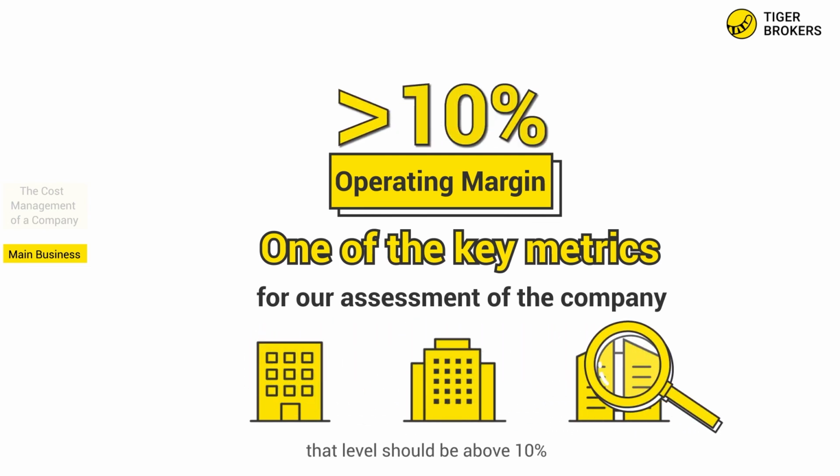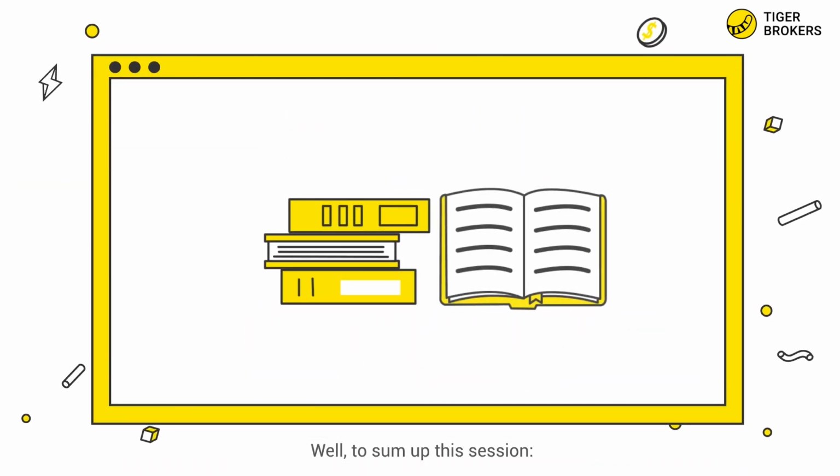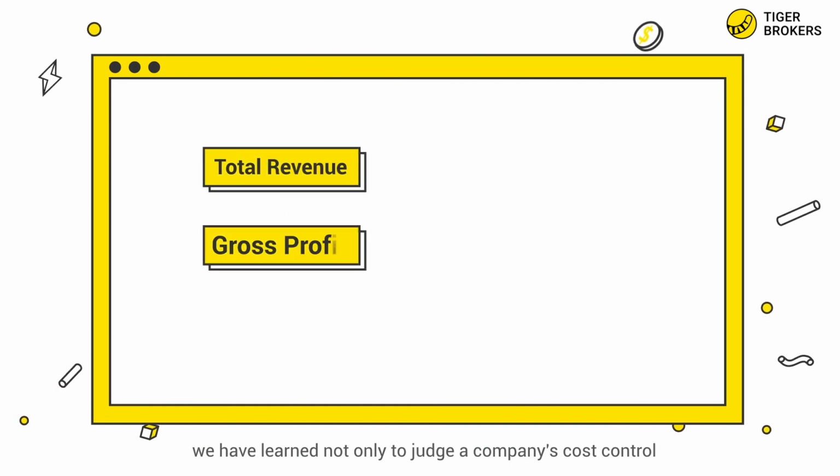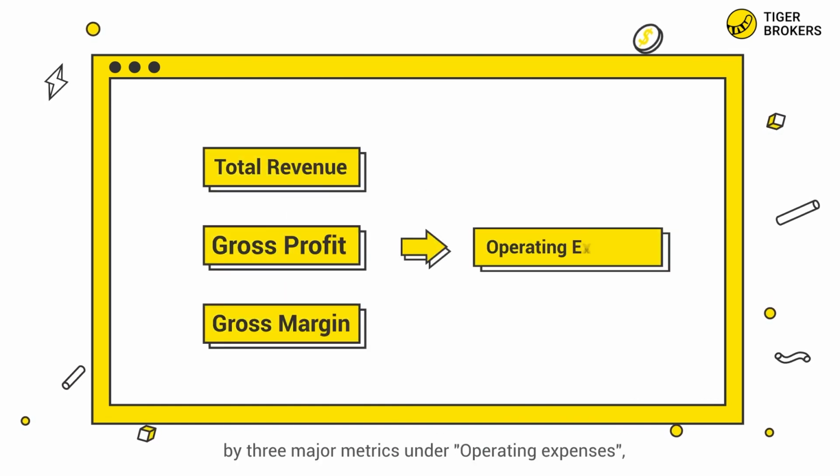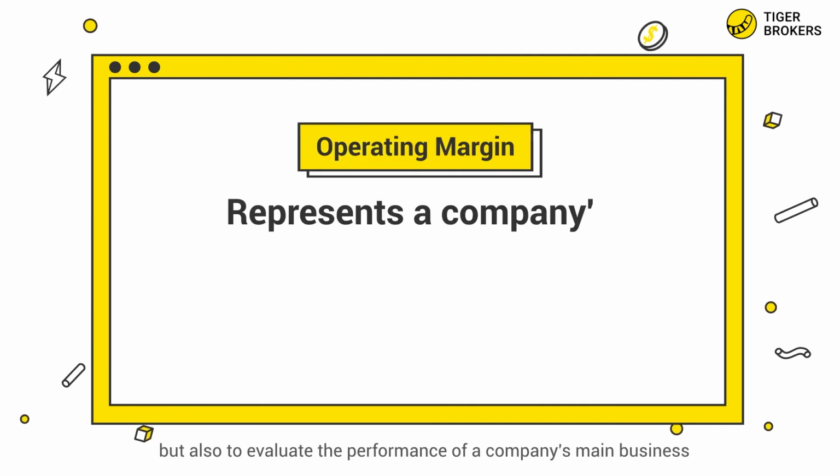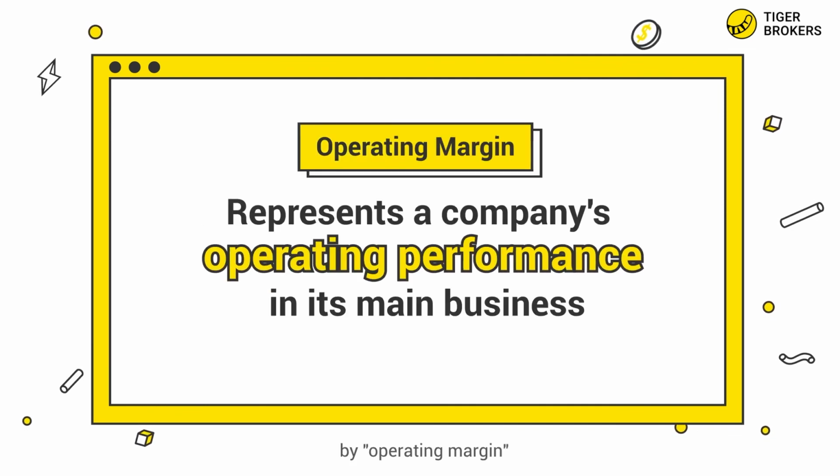Well, to sum up this session, we have learned not only to judge a company's cost control by 3 major metrics under operating expenses, but also to evaluate the performance of a company's main business by operating margin.